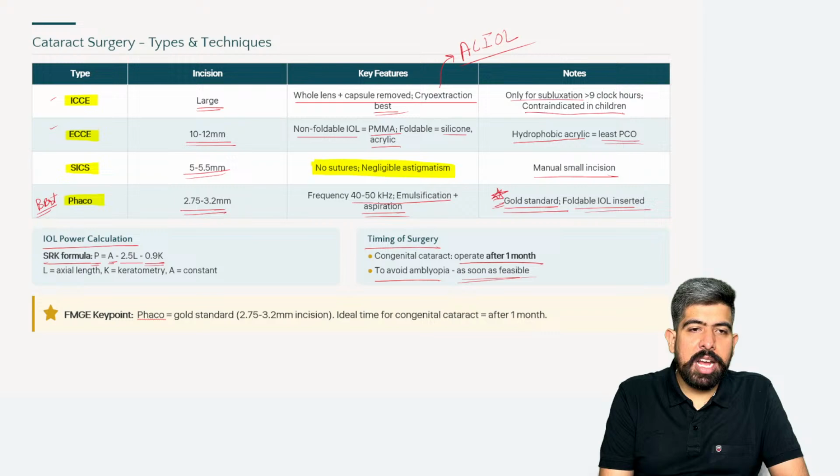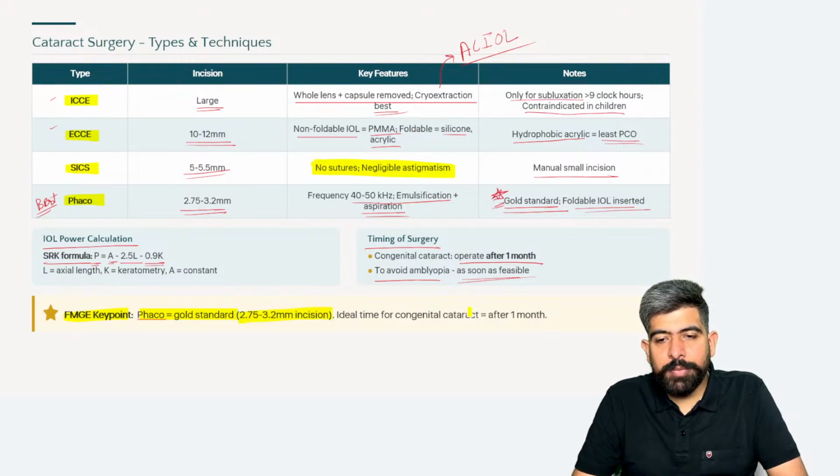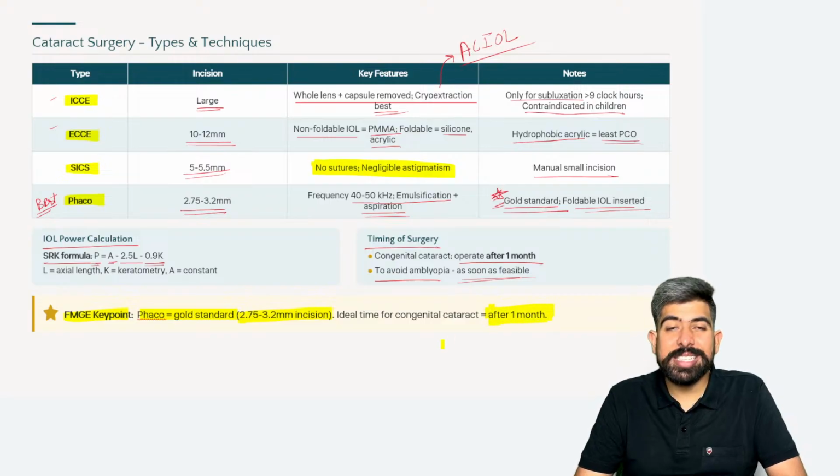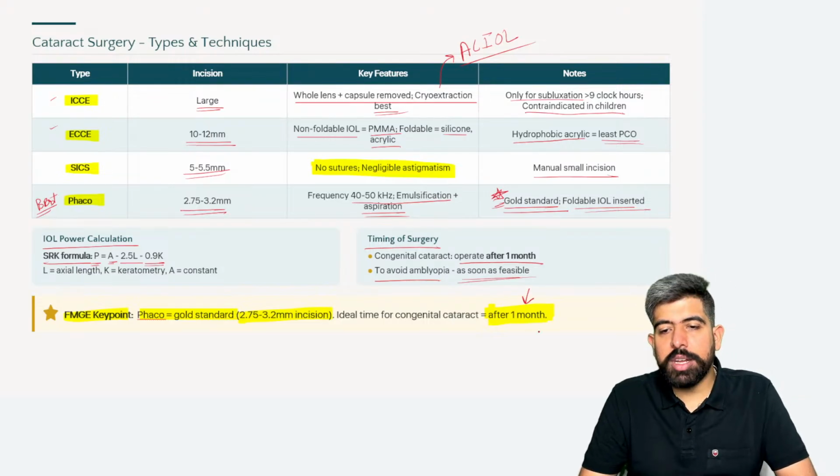What is now the key feature for FMG, the key point? Please remember, phaco is the gold standard. Why is it the gold standard? As you know, the incision is very small. This is also sutureless, there will be no suture. And remember, the ideal time for congenital cataract is after 1 month, not immediate. Please remember, it is not immediate, it is after 1 month.